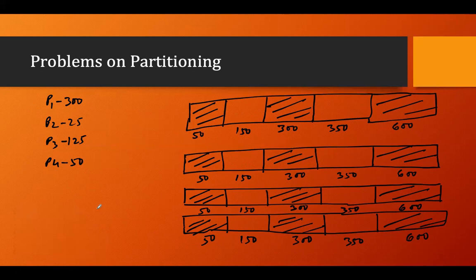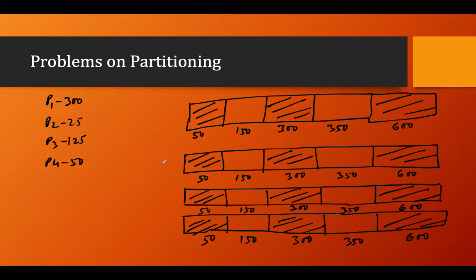So we have seen contiguous memory allocation, and in this we have seen fixed size partitioning and variable size partitioning. Fixed size partitioning is also called static partitioning, and variable size partitioning is also called dynamic partitioning. In static partitioning, we have seen the problem of internal and external fragmentation. In dynamic partitioning, we have seen the problem of external fragmentation.